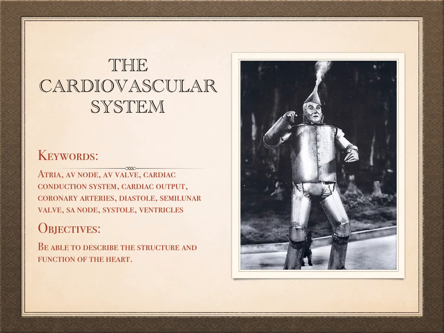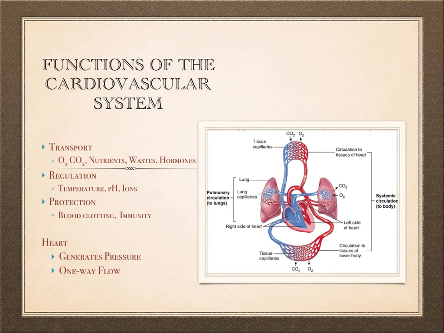And then we'll talk about how the heart works, a little bit about the cardiac conduction system, and about how the nervous system and to a certain extent the endocrine system can regulate the heart or influence it. Okay, and so before we talk about the structure of the heart, it's important to talk about the functions of the whole cardiovascular system.